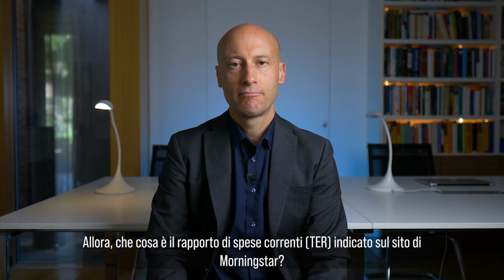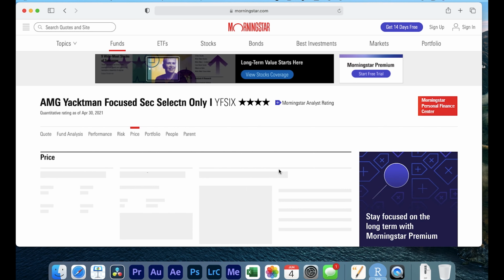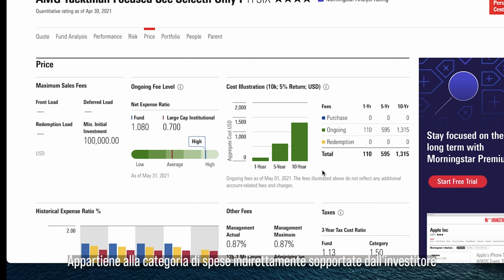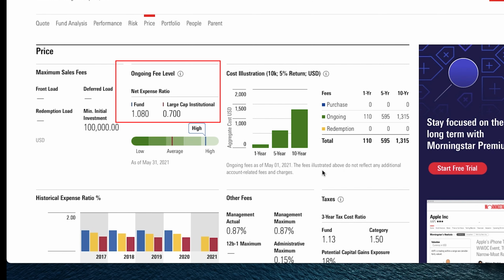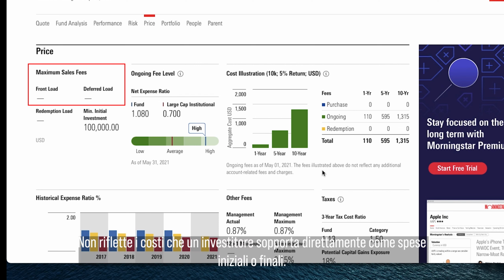Then what is the net expense ratio shown on Morningstar's website? It belongs to the category of costs indirectly borne by the investor and is the net percentage of fund assets paid for operating and management fees. It doesn't reflect the costs an investor bears as upfront or redemption loads.